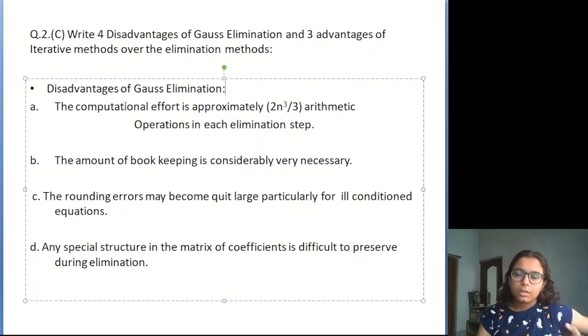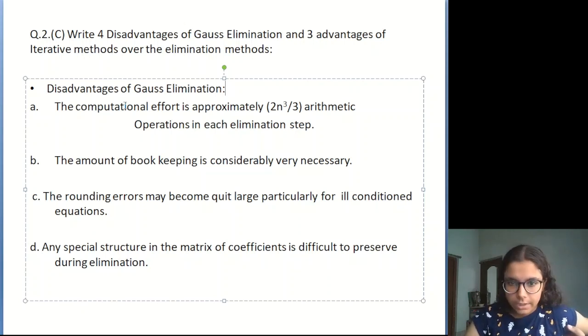In comparison to the iterative methods, the computational effort of the elimination method is 2n^3/3, which is 2n^2 for the iterative method. As the computational effort is decreased, the convergence will also decrease.